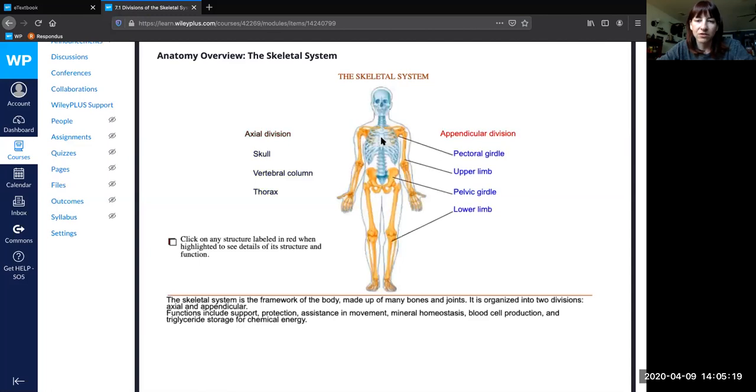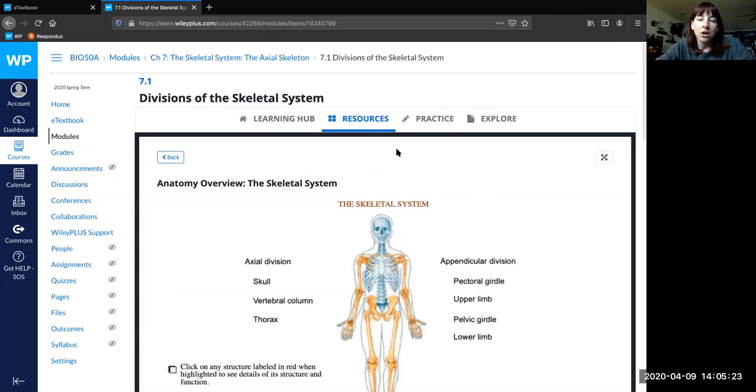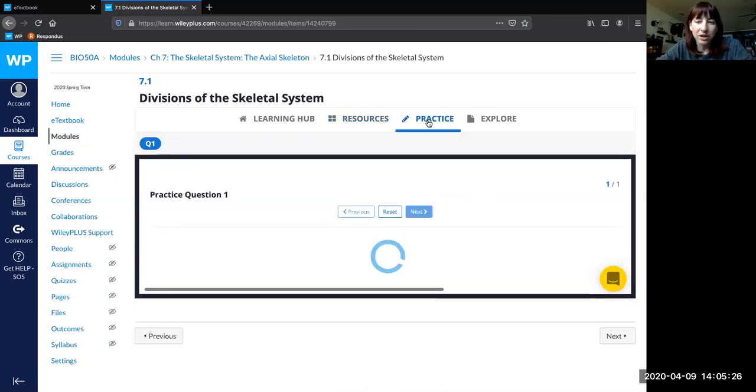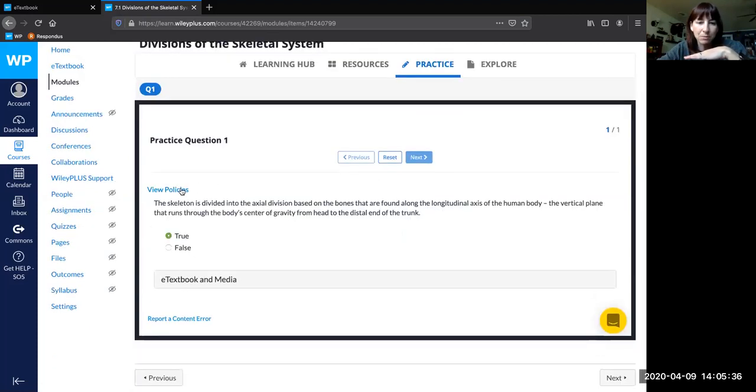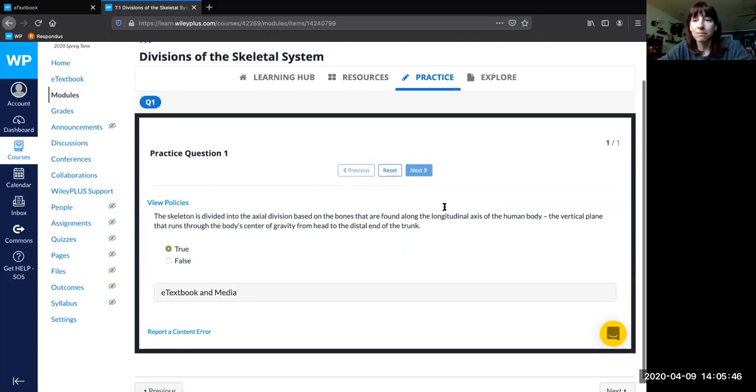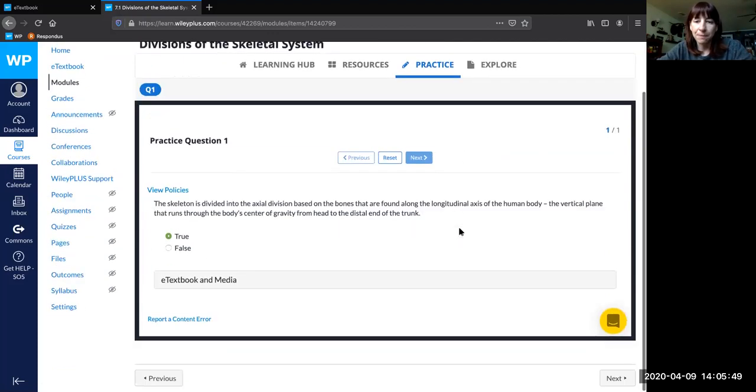This is just axial versus appendicular skeleton. Cool, whatever. But what's really cool that I've noticed, and I don't know how many of you have discovered this, is the practice tab, which is in all of the sections of each module. And it's basically like a never-ending quiz that you can just go through and answer questions on whatever is in that module section all day long, which is very nifty.